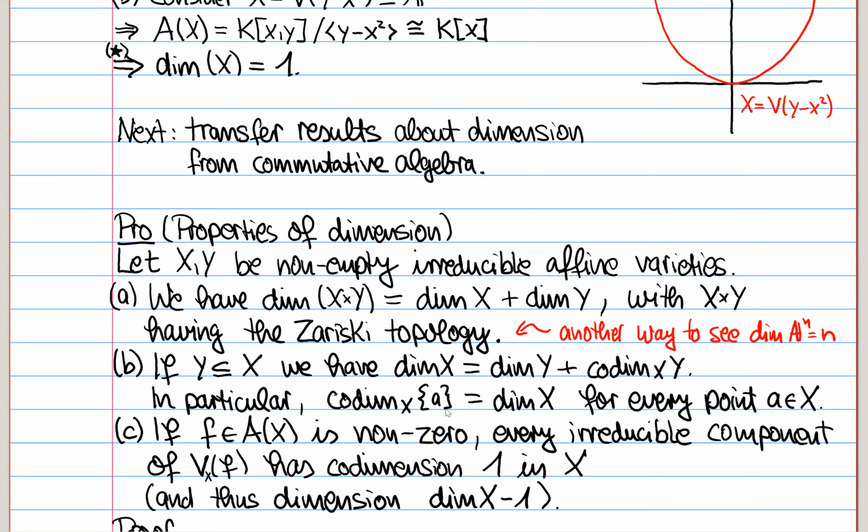Okay. And then finally, if you have a single function f in A(X), which is non-zero, then every irreducible component of its vanishing locus has codimension exactly 1 in X. And in particular, this vanishing locus has dimension dim X minus 1. So the idea behind this is if X has a certain dimension and then you impose one condition, one vanishing, so impose a single equation, then you would expect the dimension should drop by 1, you lose 1 degree of freedom, and this third part of the proposition makes this precise.